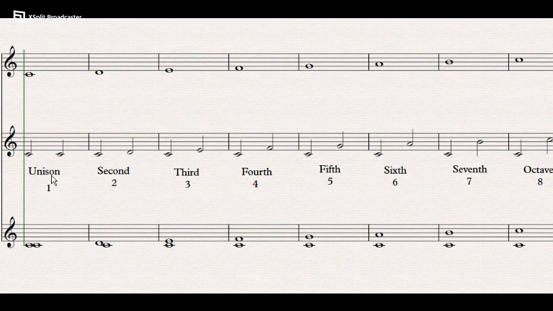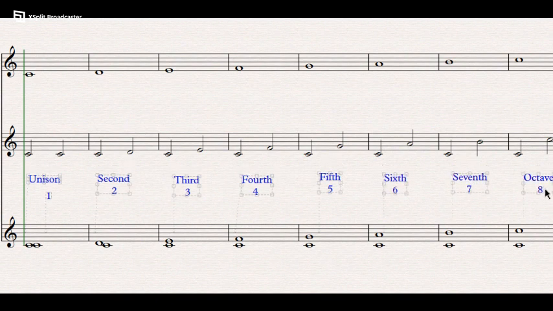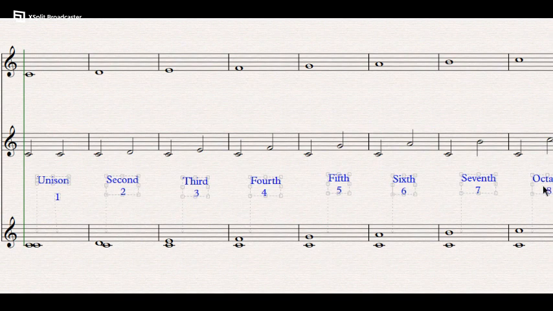So I could actually take this whole row here, highlight everything and move it down. It counts for both of them. So both of these are unisons, both of these are seconds, thirds, fourths, fifths, sixths, sevenths, octaves. You could say eighths, but in music we usually say octave, or you could say a 1 or a unison.